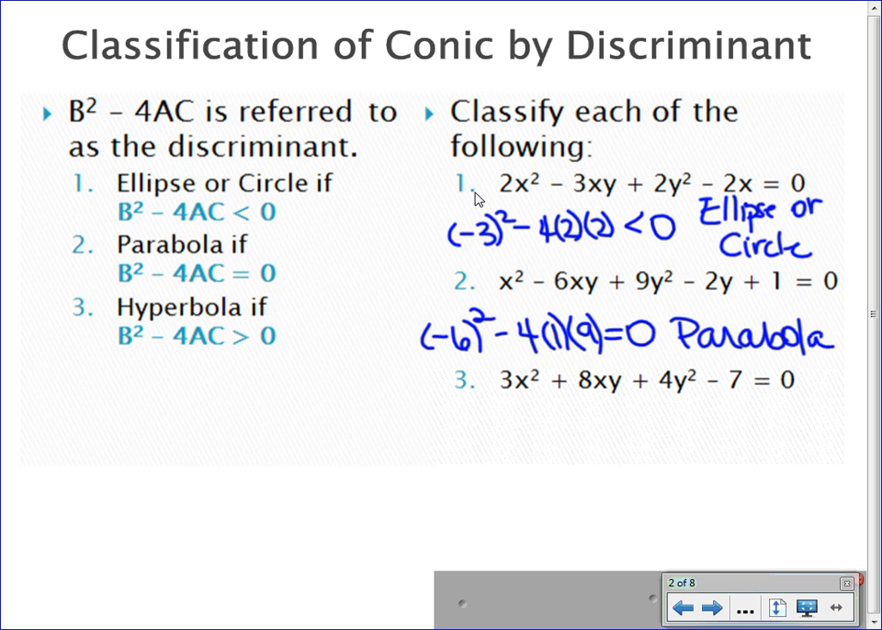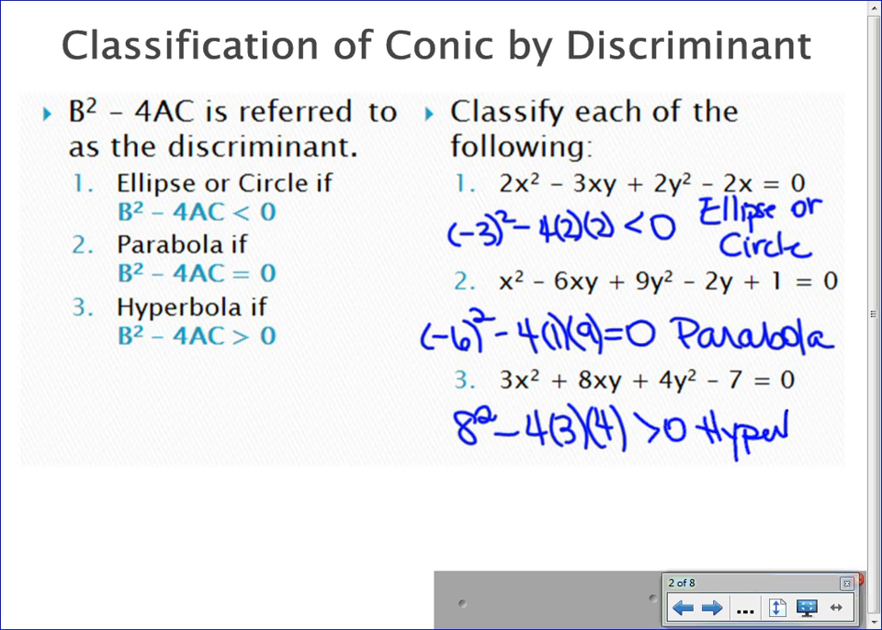Okay, in our last example, there's that xy, it's a rotation. What is b? 8. So b squared minus 4 times a times c is 4. So we have 64 minus 48.